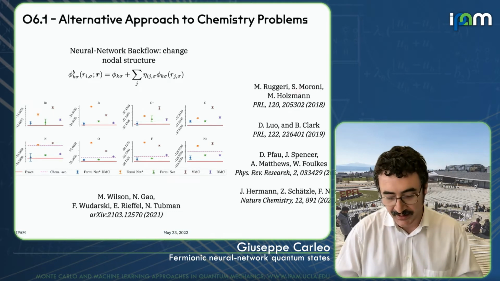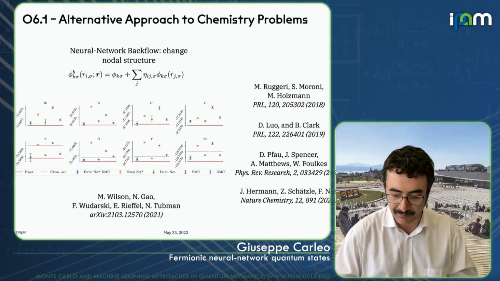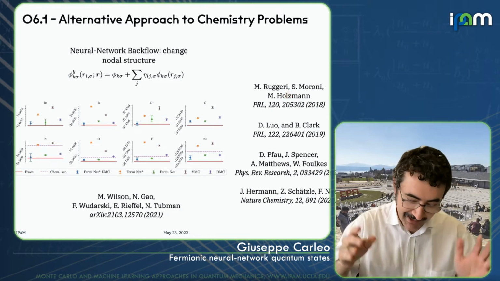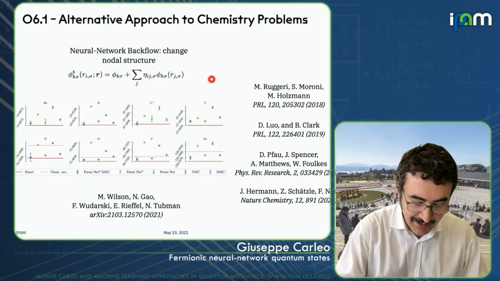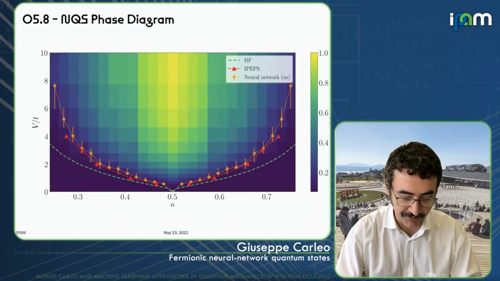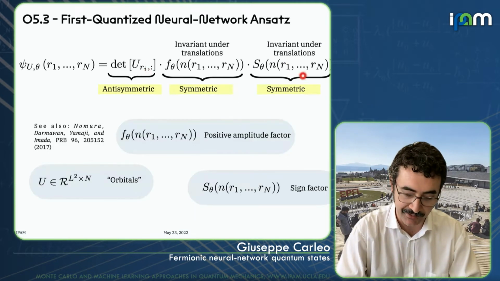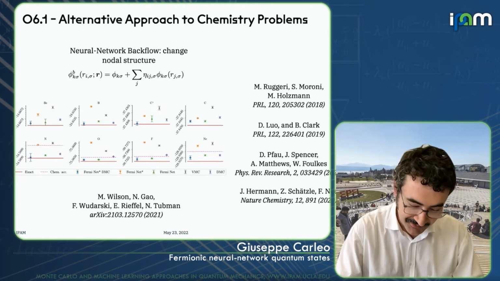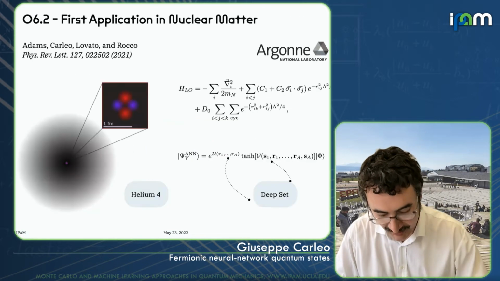This is a rather powerful idea. I would just like to mention that a very similar in spirit idea was already discussed in this paper by Markus Holzmann, Saverio Moroni, and Ruggeri, even though with a very different language. But these two are strictly related. This is, again, a very powerful idea that allows you to change the nodal structure. So you go beyond the limitation we had here, where we couldn't change the nodes directly, but only indirectly through this sine function here. And this is extremely important, especially on a continuum rather than on the lattice.